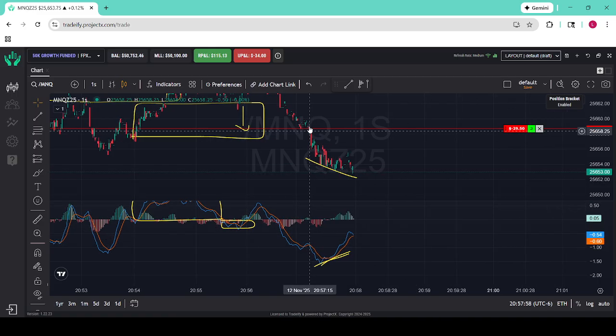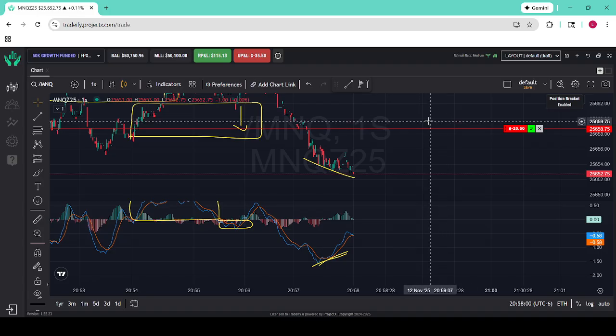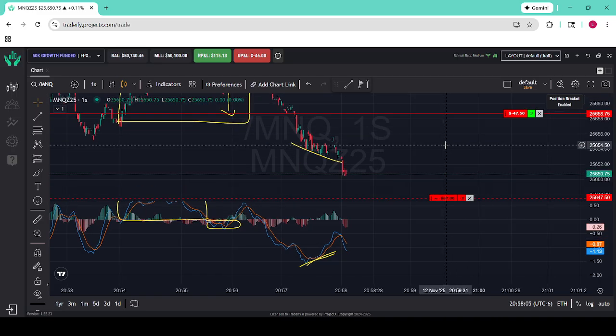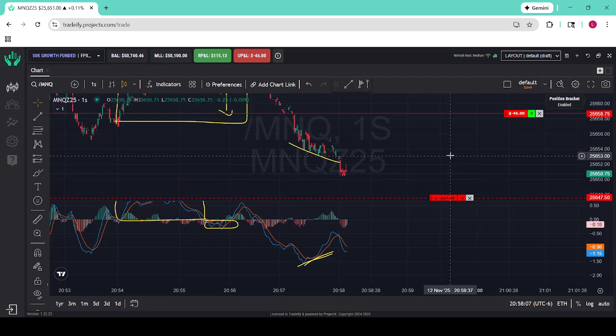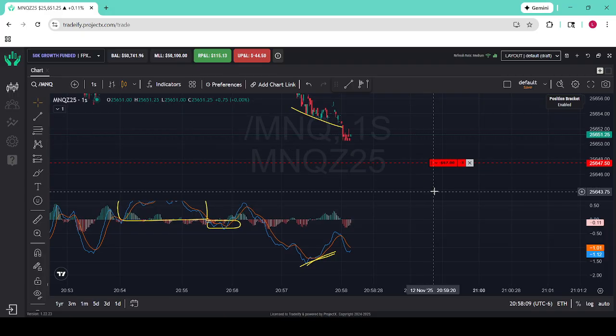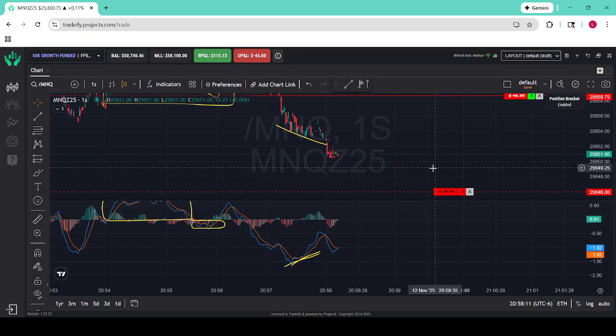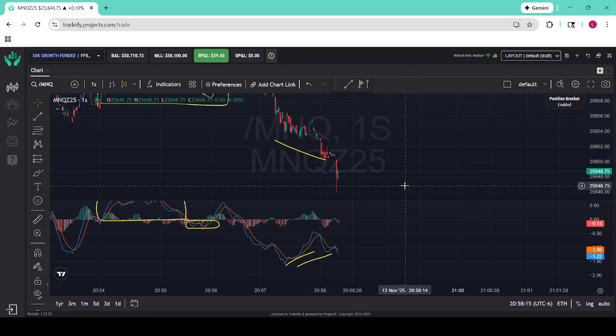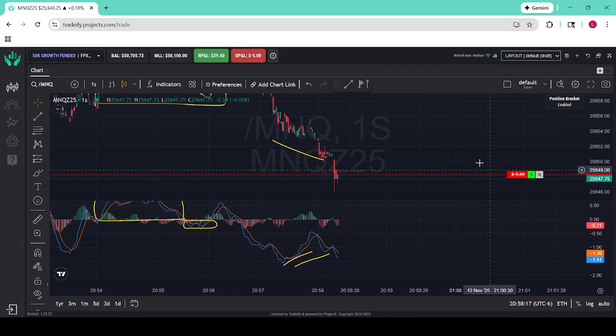This peak here is here. So if we wanted to get a quick exit, we could just take this. And move this lower here, give it some room, and divergence again. And same thing happened again.